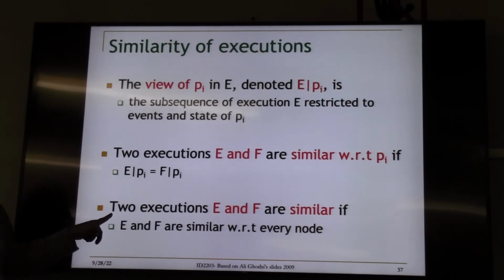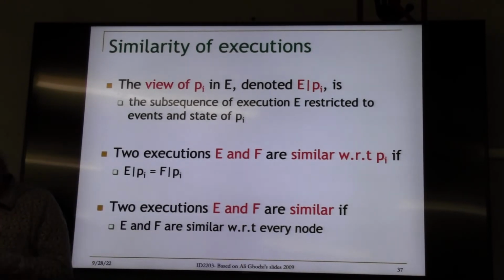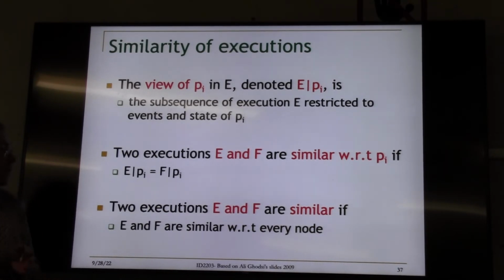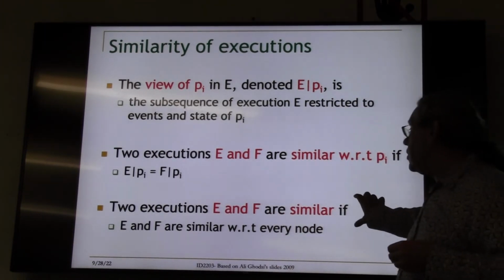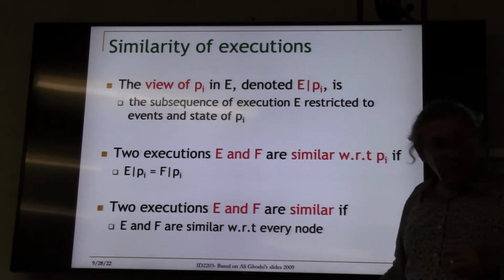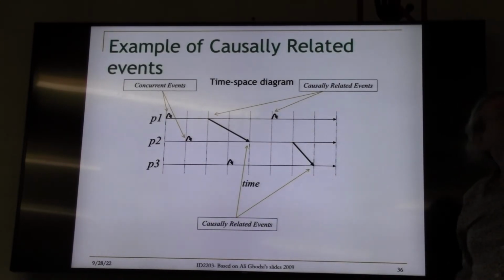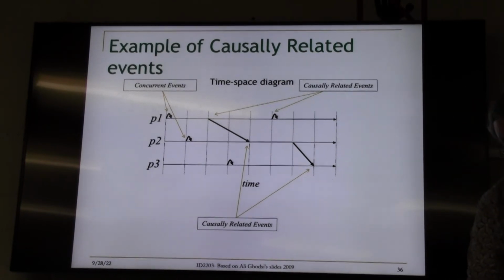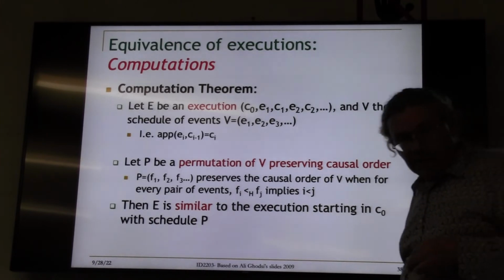But now I can look at this. What if the two executions are similar with respect to every single node? That means every single computer sees the same sequence of things. What does that mean? Are they actually doing the same thing then, or not? If two executions look the same on every node, is that the same as them being the same everywhere, or not? You see, that's an interesting question, huh? We can actually say something about that. Okay?